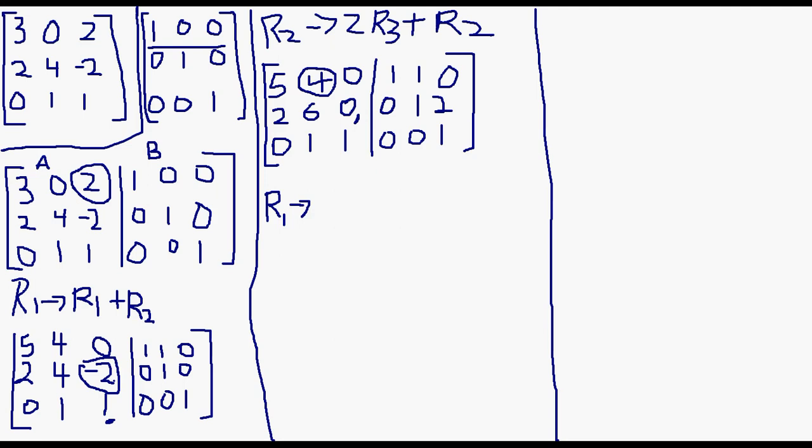What row is 4 in? 4 is in row 1. And then 6 is in row 2. So how do we do this? So row 2 minus row 1. Row 2 minus row 1, 6 minus 4, will it give us 0? No.